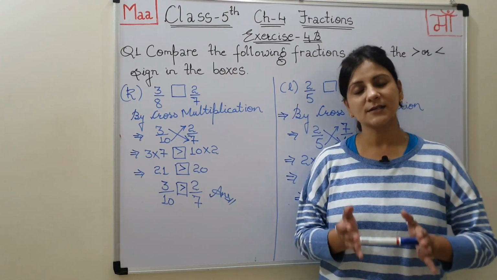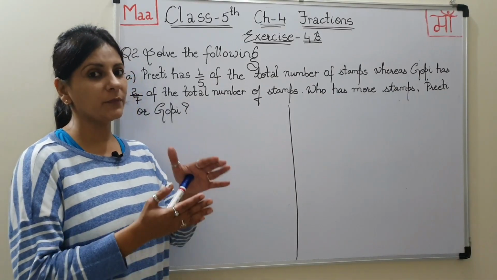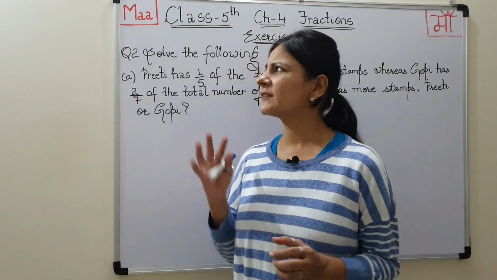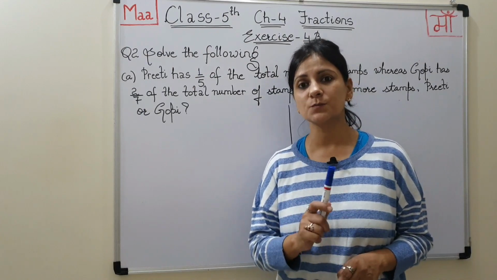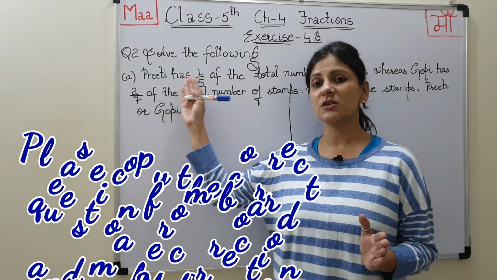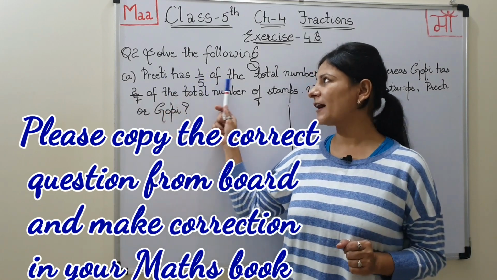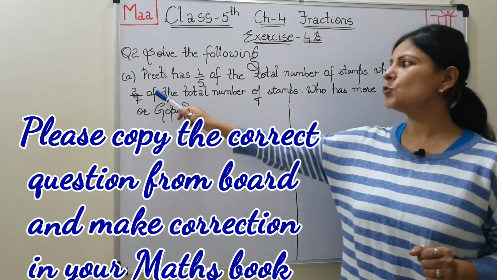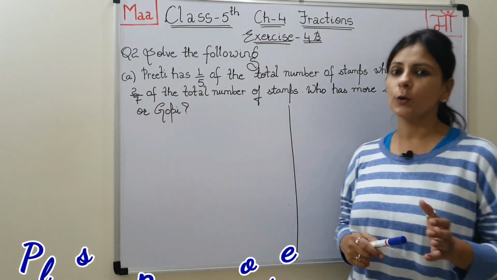I hope all these parts are clear to you. Yes students, let us now move on to question number 2 of exercise 4B. And students, there is one correction in question number 2A part. So I request you to please do that correction in your maths books. Okay. The question is somewhat incorrect. So you just mention this question which I have written here on the board. It should be: Preeti has 1 upon 5 of the total number of stems, whereas Gopi has 2 upon 7 of the total number of stems. Who has more stems, Preeti or Gopi?